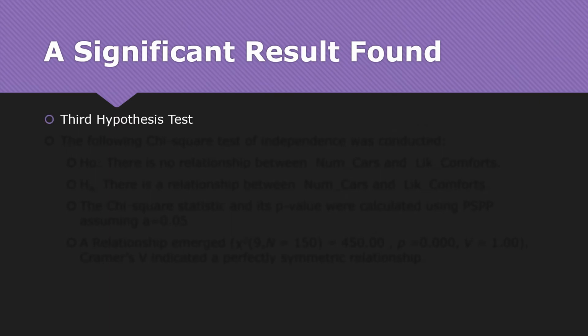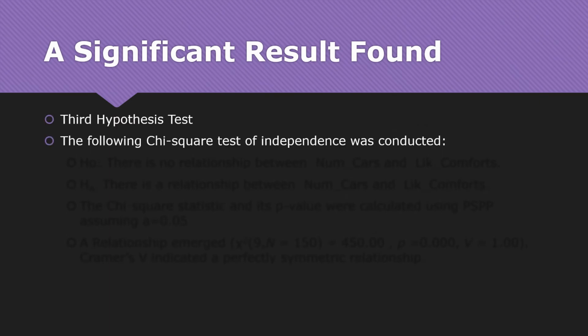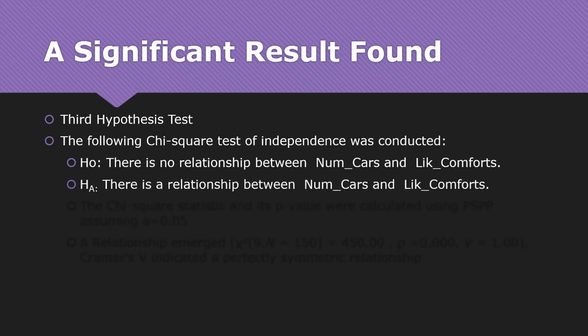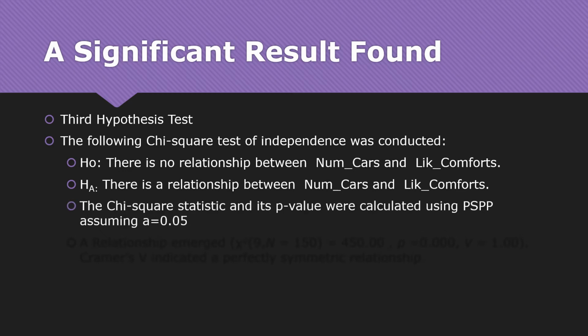Third hypothesis test. The following chi-square test of independence was conducted. The null hypothesis states there is no relationship between the number of cars and Likert comforts. The alternative hypothesis states there is a relationship between the number of cars and Likert comforts. The chi-square statistic and its p-value were calculated using PSPP, assuming alpha equals 0.05.